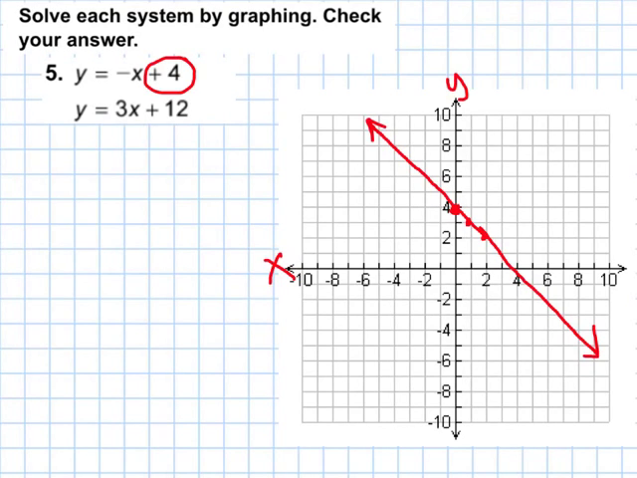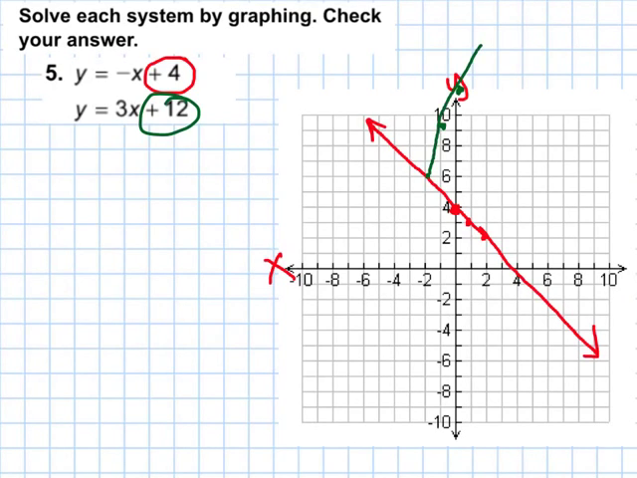The second line is 12, so our y-intercept will be at 12. And the slope is 3. Obviously going up 3 and right 1 won't really help me. So I'm going to go down 3, 1, 2, 3, and left 1, because a negative and a negative makes a positive.